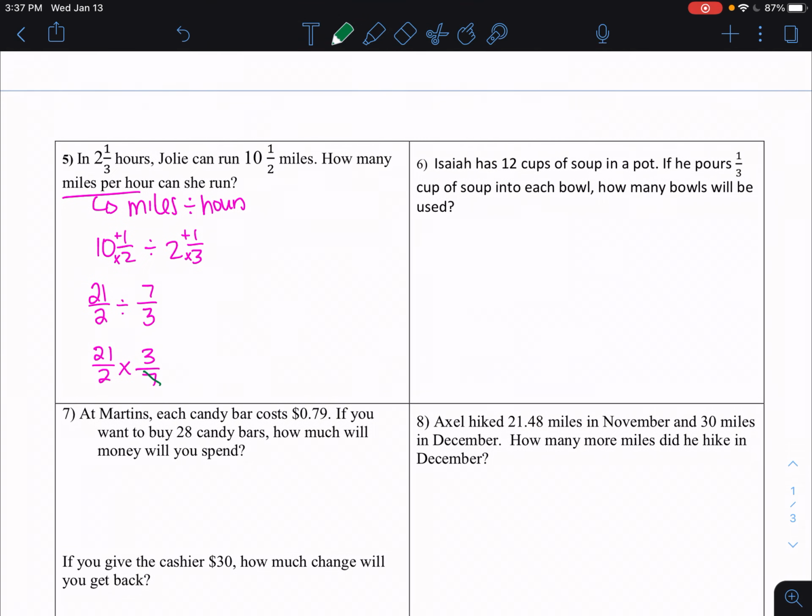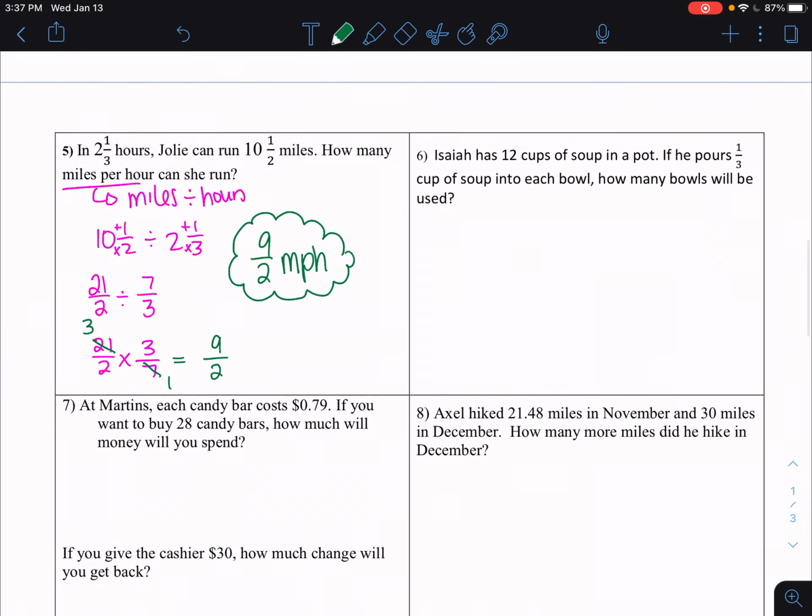7 and 21 have a 7 in common, so this is going to be a 3, and this is going to be a 1. 3 times 3 is 9, and 2 times 1 is 2. This is going to be 9/2 miles per hour. You could also change this to 4.5. I'm not requiring you to, but you can change it to 4.5 miles per hour if that is your choice.